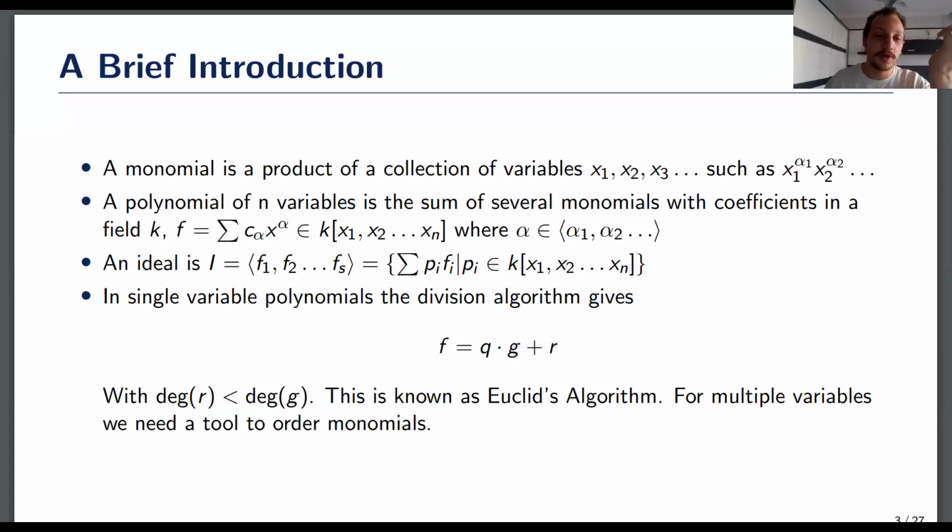Many of you know what an ideal is, but an ideal can be generated by a finite set of polynomials, and the elements of the ideal can be written as linear sums of those polynomials. In a single variable, the division algorithm gives us that f equals quotient times the divisor plus remainder, and the remainder must have strictly lesser degree than the divisor. This is known as Euclid's algorithm, but for multiple variables, this is not that simple, and we need a tool to order monomials first.